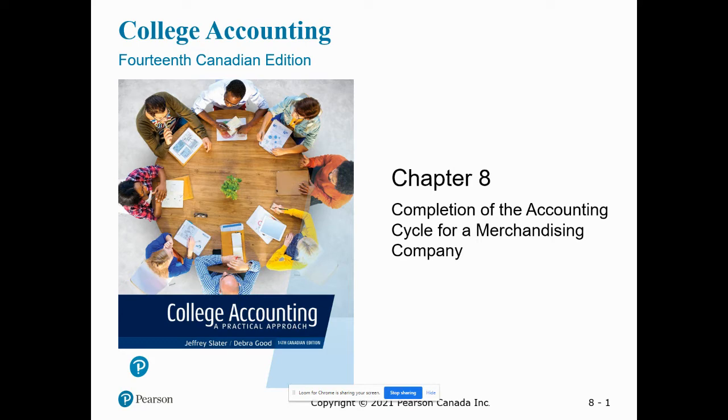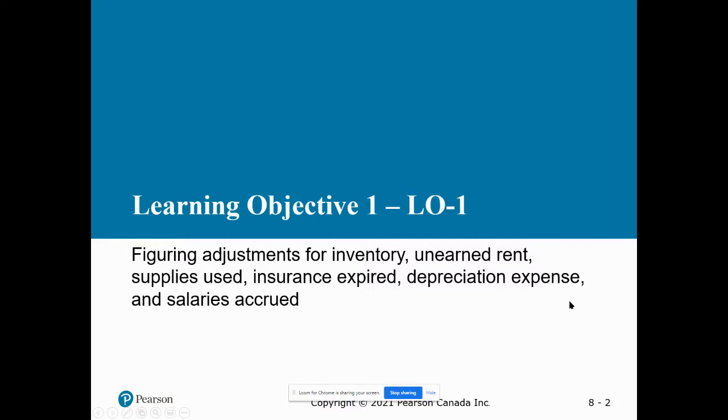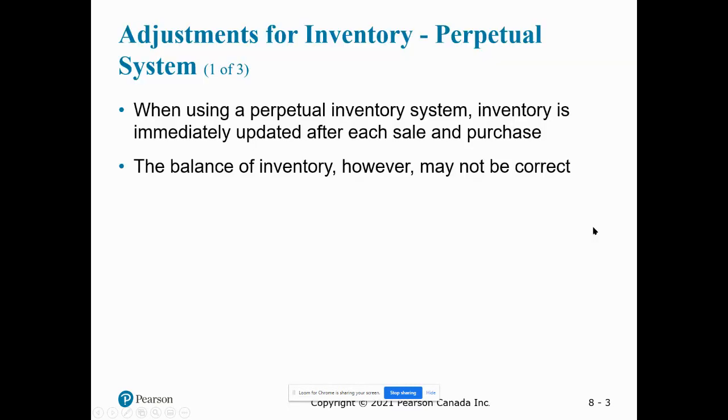An example of a merchandising company would be a bicycle shop. The bicycle shop would sell people bicycles. So when they sell something, there's an inherent cost of that product going out the door. When we're completing the accounting cycle of a merchandising company, we have to do a couple different things. One of the things is that we need to go through and figure out adjustments for things like inventory. So sometimes inventory gets damaged or stolen or returned, things like that. And we're also going to talk about things like unearned rent, supplies that are used, the insurance that's expired, depreciation expenses, as well as salaries that have been accrued.